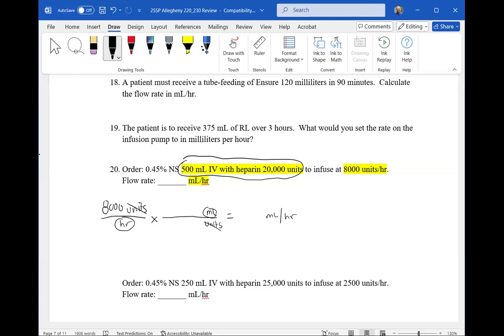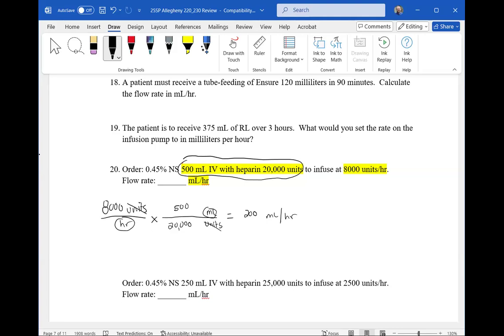So I'm going to look at my available, and I see that I have this 0.45% normal saline. It says 500 milliliters. So I'm going to put the 500 with the milliliters. And then it says 20,000 units. I'm going to put the 20,000 units. Make sure I have enough zeros. And then I'm going to multiply, then divide. So I'm going to take 8,000 times 500. I'm going to get 4 million. And then I'm going to divide by 20,000. And I'm going to get a final answer of 200 milliliters per hour.